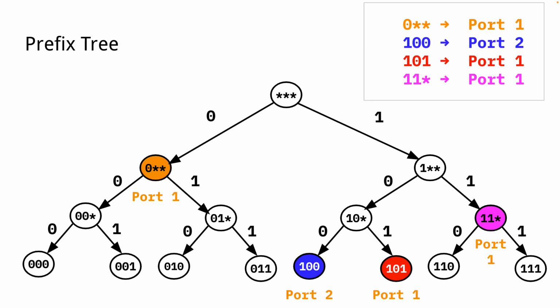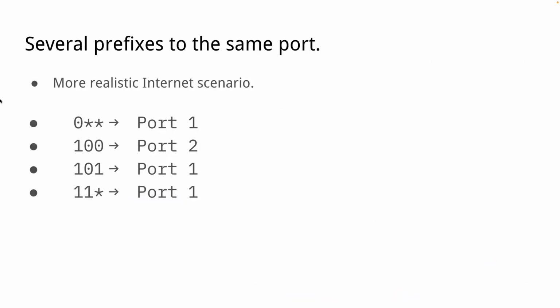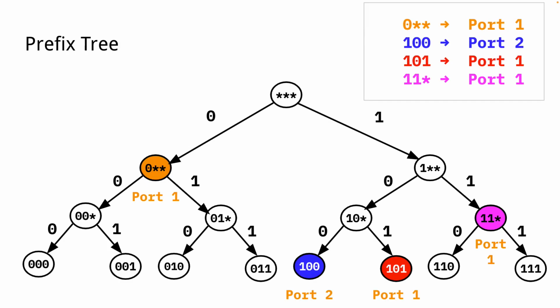So if we draw that out and look at this example, you can see here they've got 0 wildcard going to port 1, 2 exact matches, 100 going to port 2, 101 going to port 1, and then 1 wildcard going to port 1. So you can see here that most packets go to port 1, other than if they're an exact match when they go to port 2.